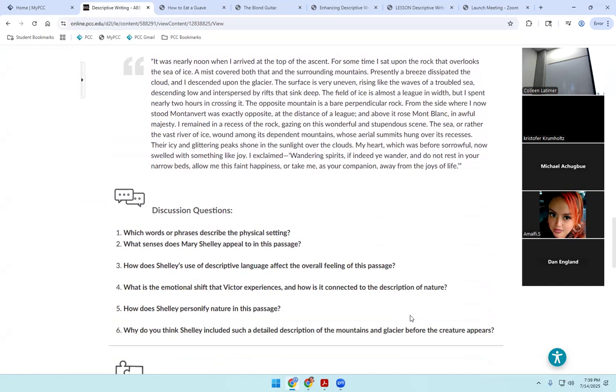One more. We're going to return to Frankenstein. Take another look at a little excerpt from Frankenstein and answer some questions based on the descriptive writing that went into this part of the chapter.